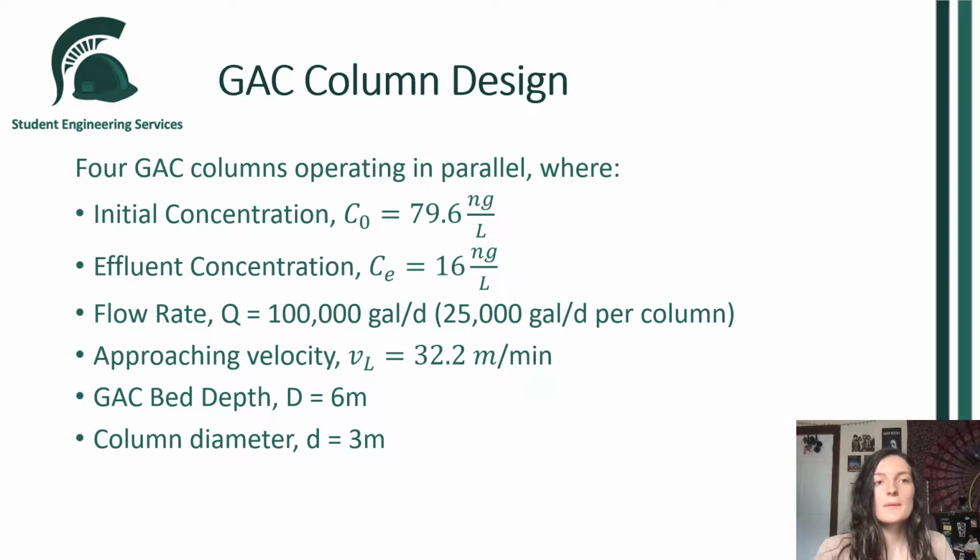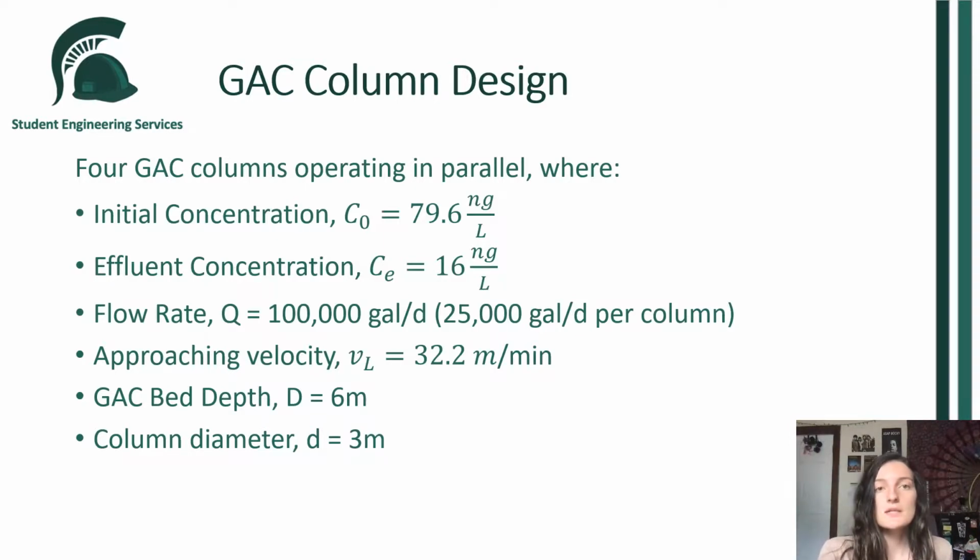In order to apply the model, we must have first established some of the design criteria and parameters. So 4 GAC columns will be used at the site operating in parallel in order to meet the demands of the flow rate and concentrations present at the site. The initial concentration is 79.6 parts per trillion or nanograms per liter. The effluent concentration should be 16 nanograms per liter, which will meet these regulations set by the state of Michigan. The flow rate at the site is 100,000 gallons per day or 25,000 gallons entering each column.